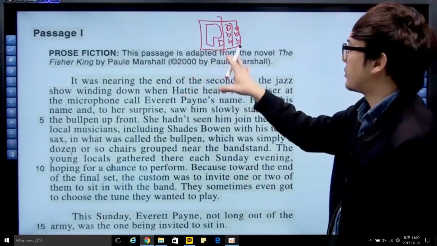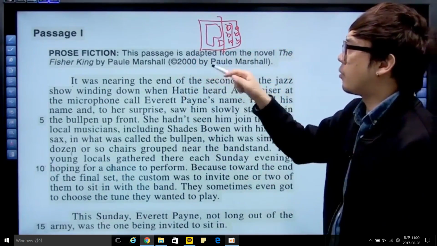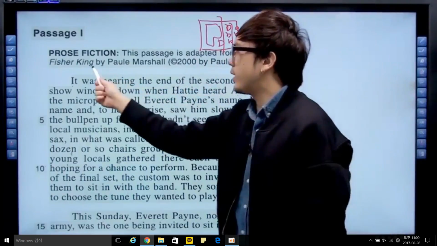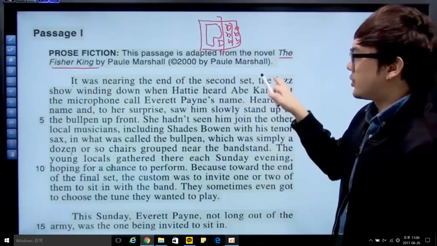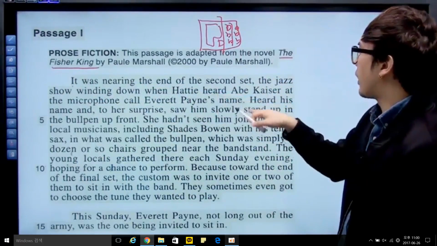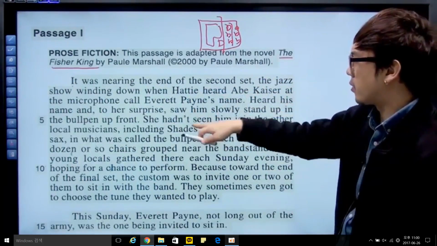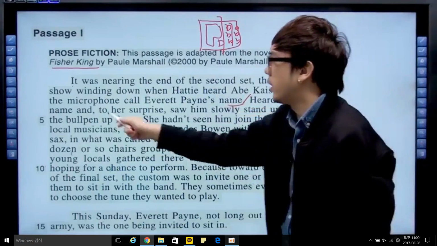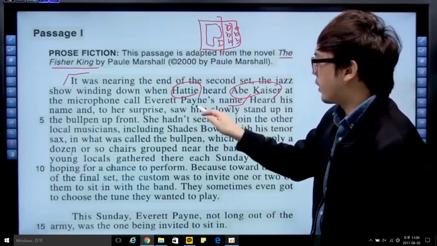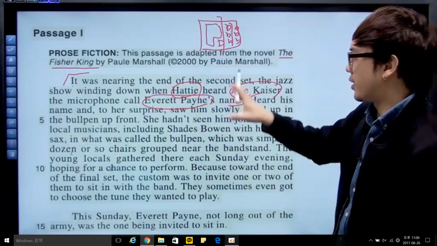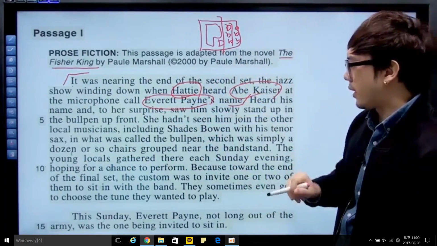So it says this passage is from the novel The Fisher King by Paul Marshall. So Fisher King, we don't know what that is, but let's try to go on, all right? It was nearing the end of the second set, the jazz show winding down, when Haiti heard Abe Kaiser at the microphone call Everett Payne's name. So apparently we have several names such as Haiti, and we have Abe Kaiser, and then we have Everett Payne's, okay? So this is something like a jazz show right now, jazz.